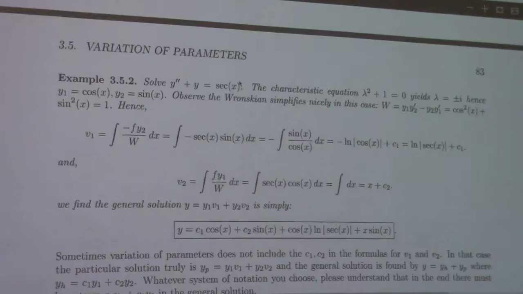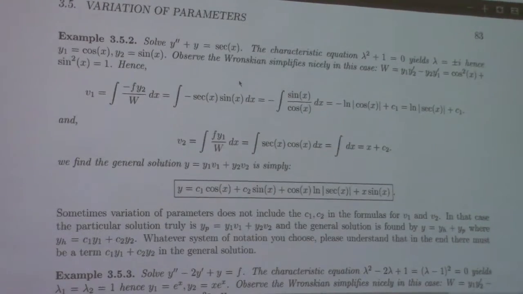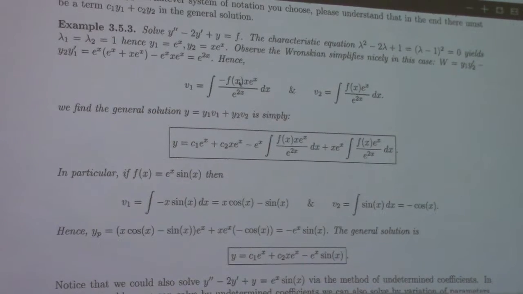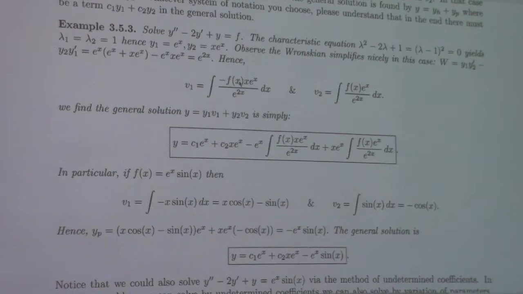Here's an actual example over here. Oh, I did this one for you guys. Here's the secant example. This is another second order example, and here's one where the Wronskian works out to e to the 2x. I solved this problem, y prime prime minus 2y prime plus y equals f. So you get the fundamental solution set e to the x and x e to the x. When you calculate the Wronskian, you end up with e to the 2x. And here's what formula 10 gives you.